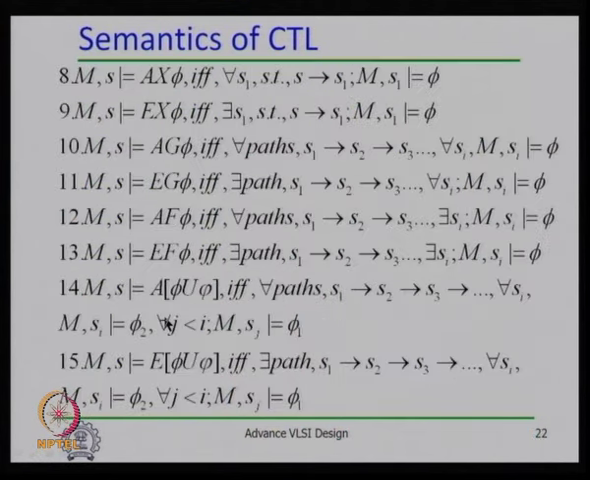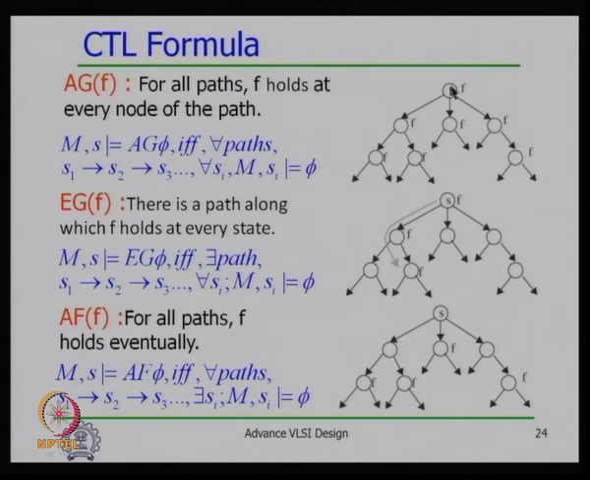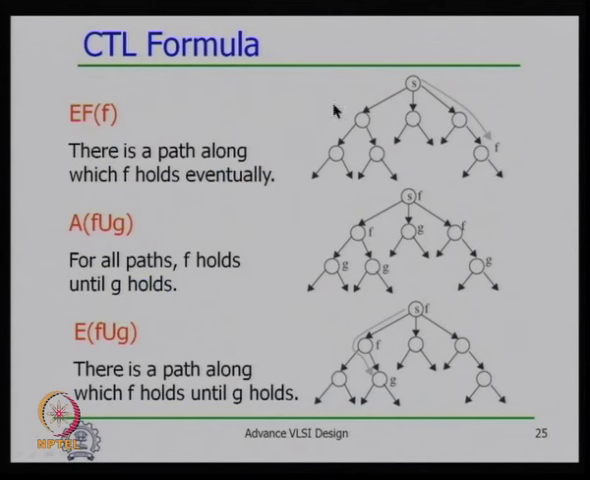These are static formulas, the static formulas are the same, whereas the temporal formulas change a little bit. So A X f says that in all the next states f should hold. E X means it should hold in at least one of the next states. A G says that in all the paths starting from state s, f should hold, or if it is E G, then in one of the paths this should hold. If it is A F, that means somewhere in the future the formula f should hold in all the paths starting from s. Now if it is E F, then f should hold in at least one of the paths in the future.